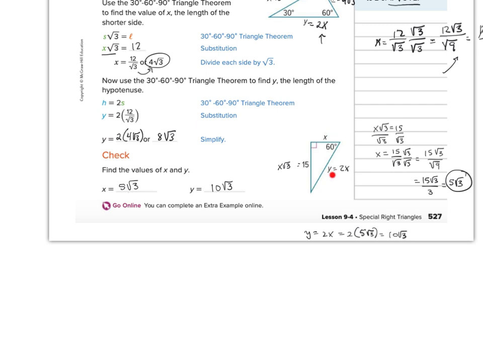Well, if my y value over here is simply 2x, my hypotenuse, 2 times x, I just say 2 times 5 square roots of 3 would be 10 square roots of 3. And that's utilizing the information I have, using the theorems that they've given me that are much quicker by understanding those ratios and those values than doing the Pythagorean theorem. You could, but we don't want to. Okay? Given enough information, of course, we couldn't have used the Pythagorean theorem here because it only gave me one side.